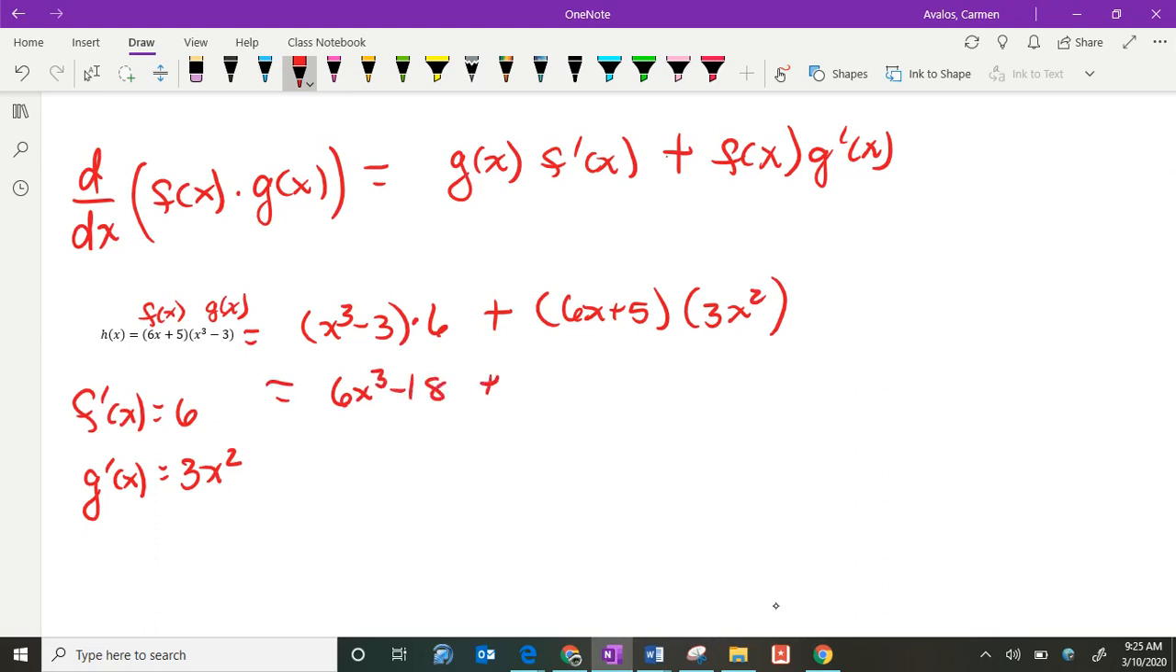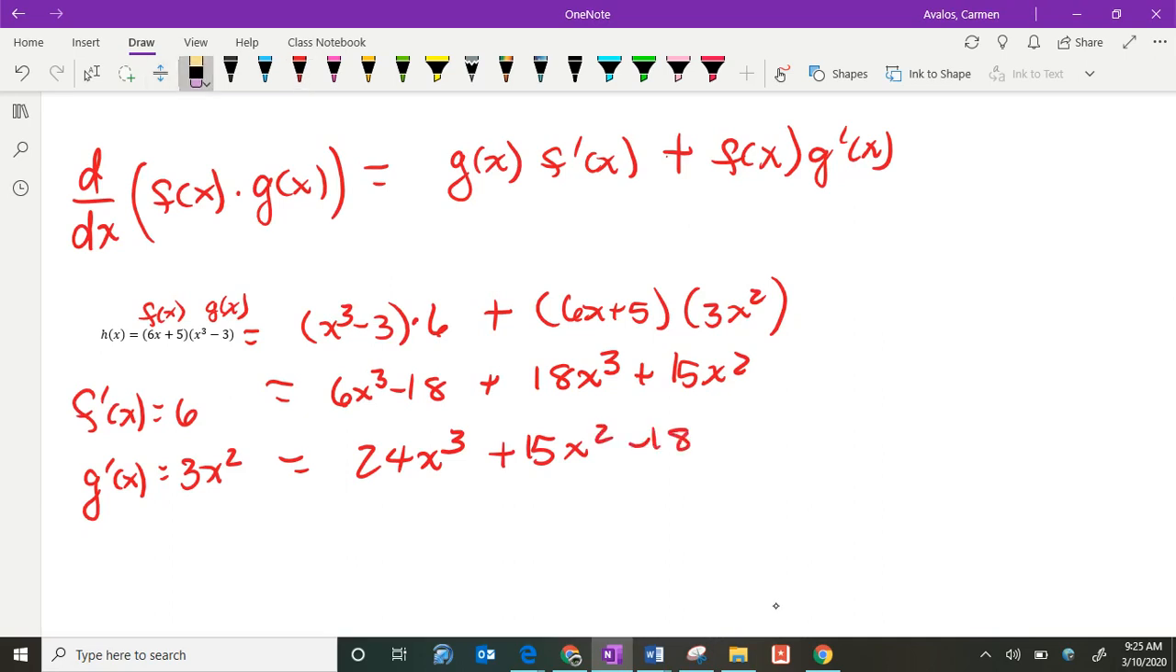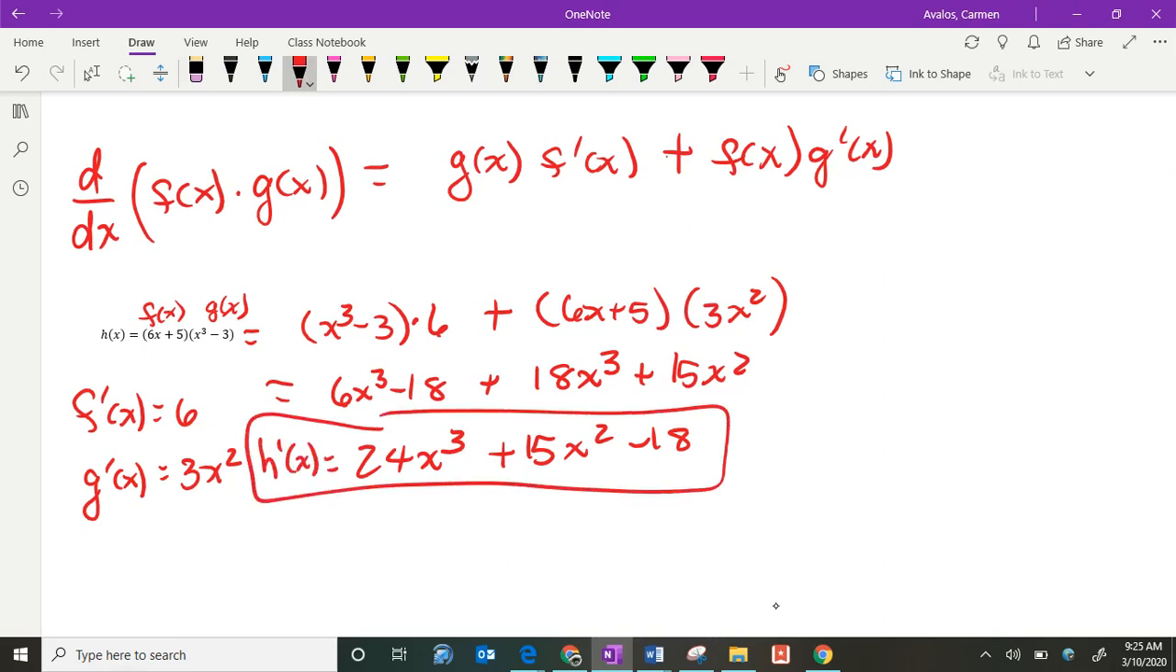So we have this, it's going to be 18x cubed plus 15x squared. So when you calculate it, it's going to be 24x cubed plus 15x squared minus 18. And so this here ends up being your derivative of h of x. So that's how you do the product rule.